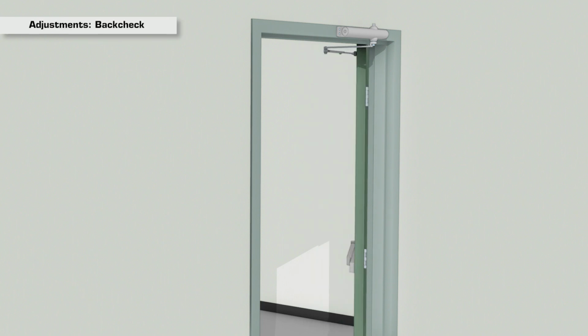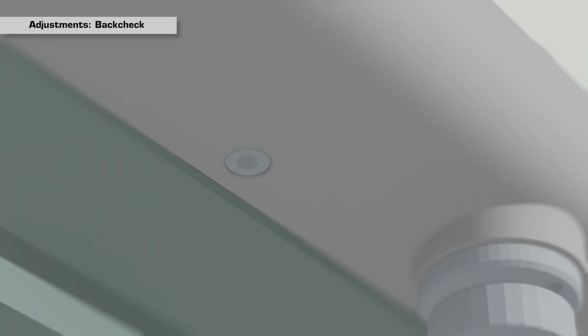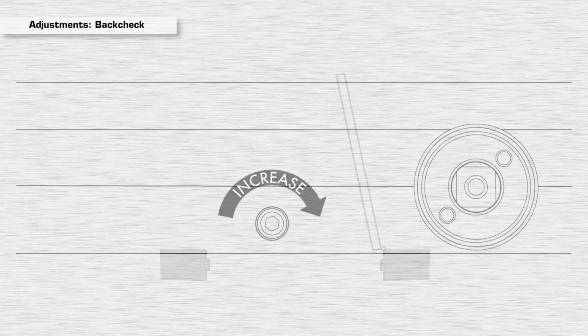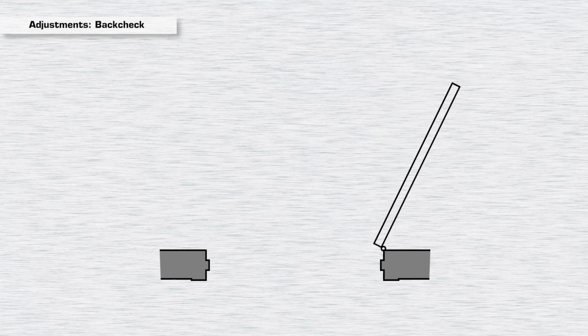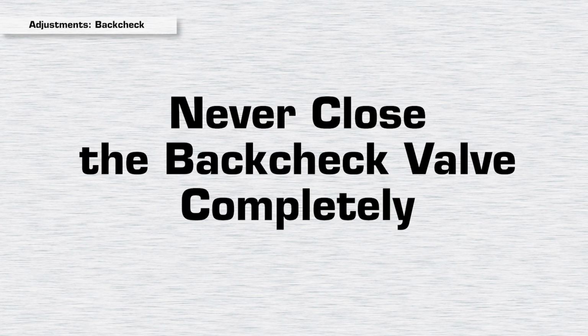To adjust the back check, which is the resistance to door opening when nearly fully open, turn the screw that is next to the pinion shaft. Clockwise for more opening resistance, or counterclockwise for less opening resistance. Never close the back check valve completely.